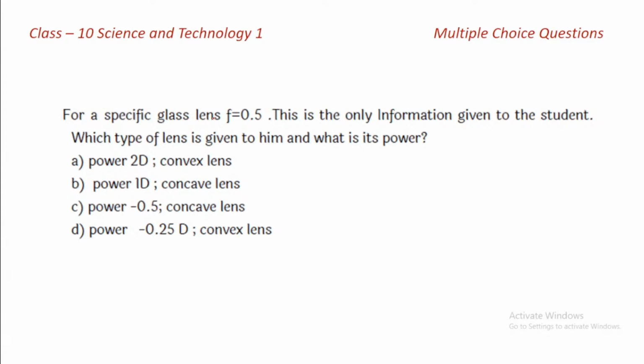For a specific glass lens, f is equal to 0.5. This is the only information given to the student. Which type of lens is given to him and what is its power? Option A is power 2D and it is a convex lens. Option B, power 1D and it is concave lens. Option C, power minus 0.5 and concave lens, and last option is power minus 0.25D and convex lens. So the correct answer for this question is option A. It has a power 2D and it is a convex lens.